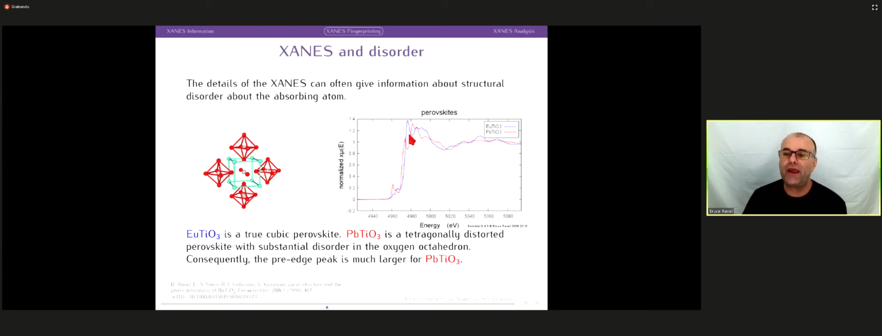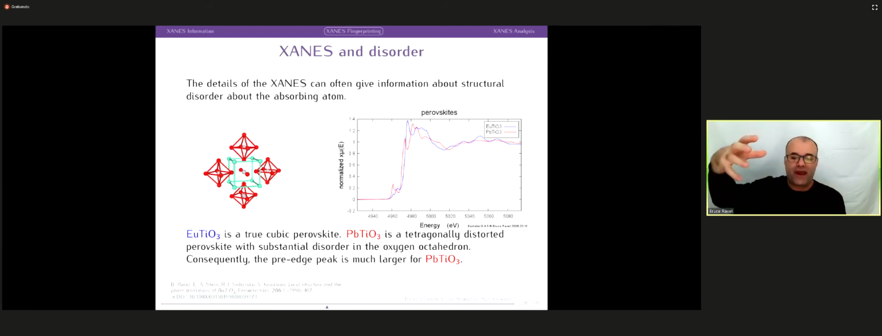You see in europium titanate a relatively small feature as this first feature in the spectrum. Lead titanate, the chemical nature of lead, the way lead bonds with things, leads to an interesting phenomenon in these materials. Lead titanate is distorted.